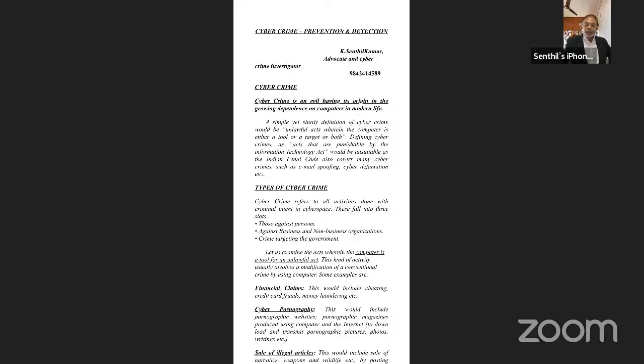Then forgery. Counterfeit currency notes, postage and revenue stamps, mark sheets, academic certificates, etc. are made by criminals using sophisticated computers, printers and scanners. In October 1995, the Economic Offences Wing of Crime Branch, Mumbai, seized over 22,000 counterfeit share certificates of 8 reputed companies worth rupees 34 crores. These were allegedly prepared using desktop publishing systems.